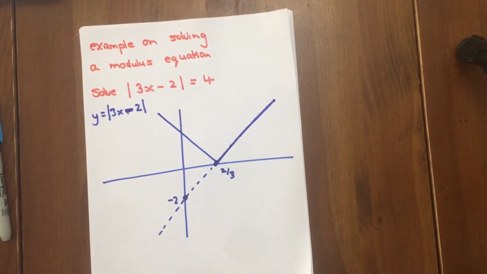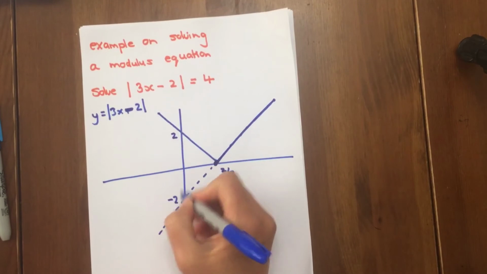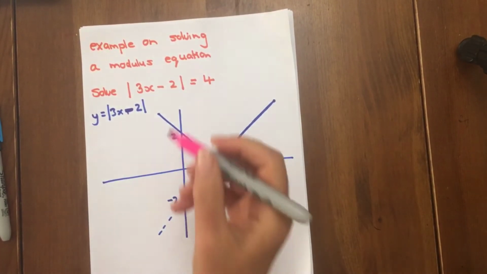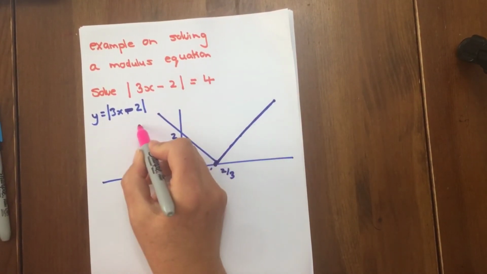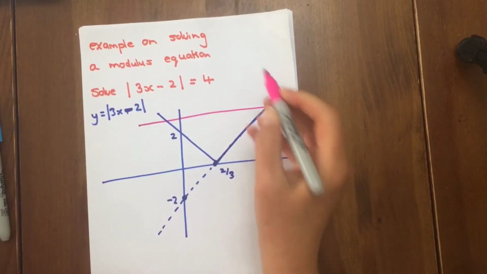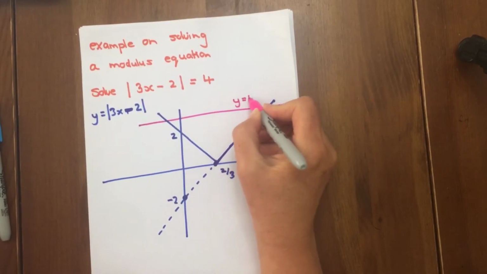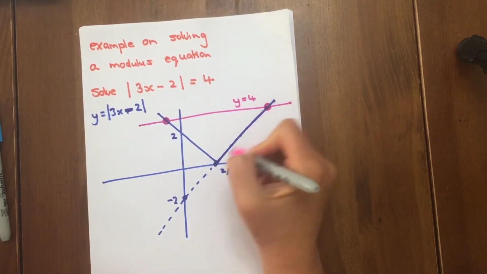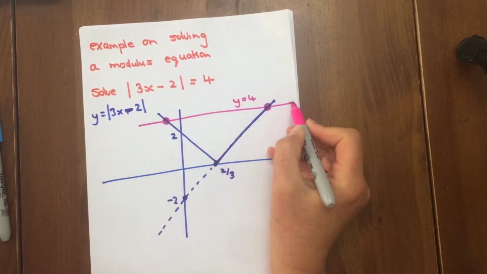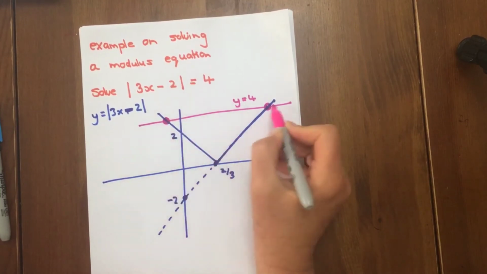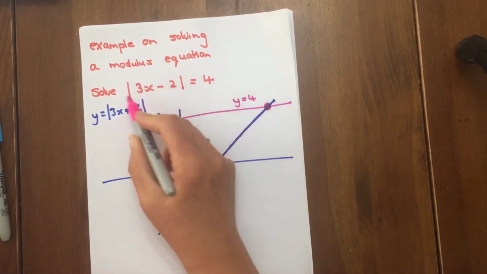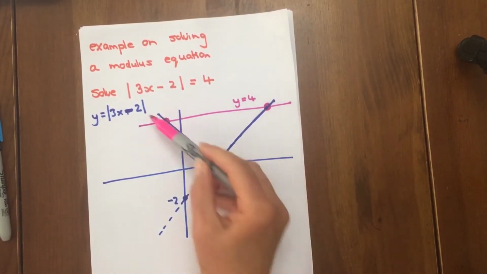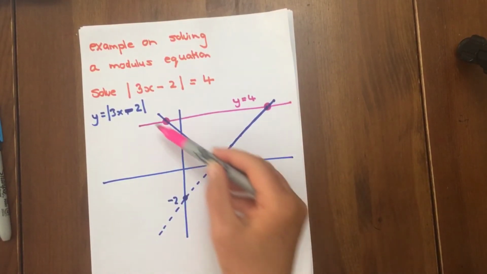And I can see that this goes through plus 2 because that negative 2 will go to plus 2. So when will this line equal 2? Well, sorry, equal 4. So if I put this here, so this is the line y equals 4, I can see that where my modulus function intercepts my line y equals 4, I have my two answers. So there are two solutions to this, the two intersections of y equals 4 and y equals 3x minus 2.